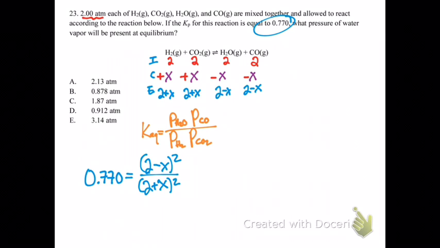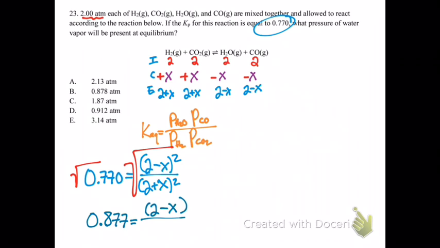Now, you will never have to use the quadratic formula in Chem 112. There's always going to be a way of simplifying these equilibrium expressions. So what I'm going to do is take the square root of both sides here. That'll make our lives a lot easier. Let's see what we get. We get 0.877 is equal to 2 minus x over 2 plus x. At this point, we're just a few algebraic steps away from our answer.